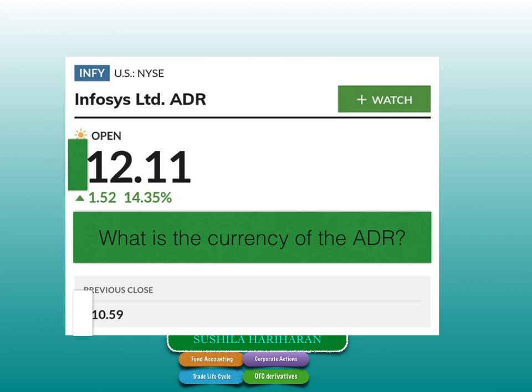Infosys Limited ADR is about $12.11. So, what is the currency of the ADR? Is it INR? Is it USD? The question is, what is the currency of the ADR?